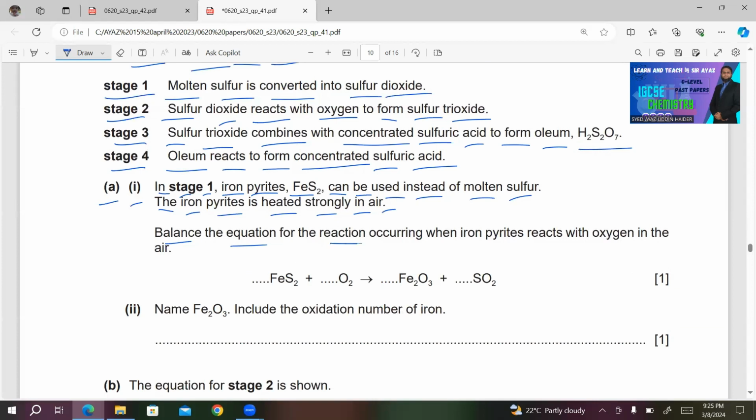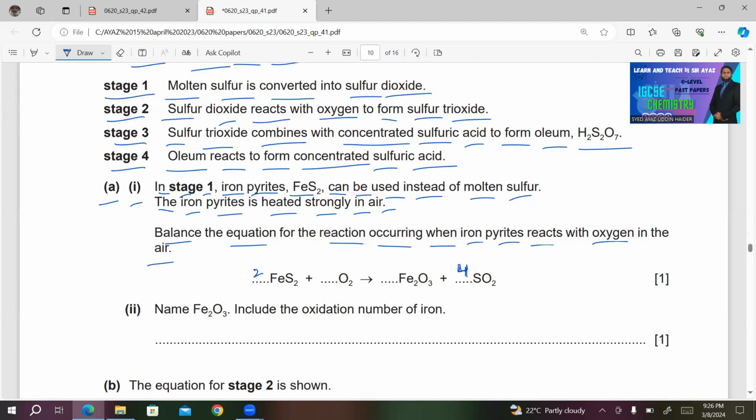Balance the equation for the reaction occurring when iron pyrites reacts with oxygen in the air. So we have FeS2 plus O2 gives Fe2O3 plus SO2. If I balance Fe, I need to write 2 before FeS2. What about S? S becomes 4. Then we have 4SO2.